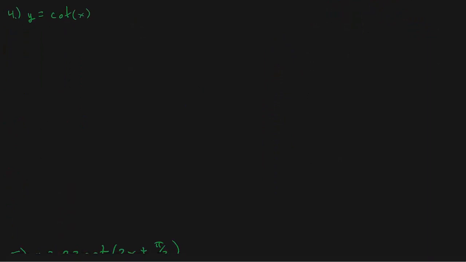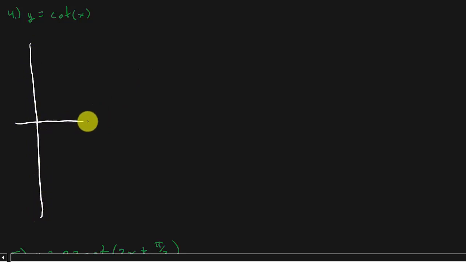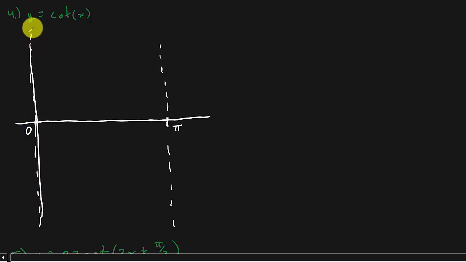So guess what? Cotangent is graphed the same way that tangent is, except your two adjacent asymptotes are going to be at 0 and pi. And then it's the same thing. Okay? It's the same thing.